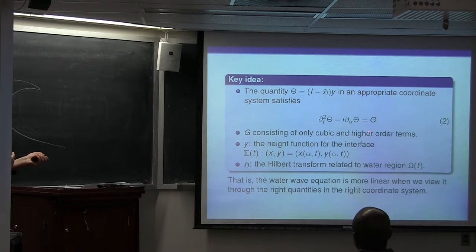We only care about small waves, right? If the wave is small, this is cubic, so it depends cubically on the solution. If the solution is of size epsilon, then g will be of size epsilon cubed. So in particular, the nonlinearity contains no quadratic term. A quadratic nonlinearity would have size epsilon squared, which is bigger, right? So this means the nonlinearity is smaller than we would have thought in a typical nonlinear equation. The water wave equation is more linear than we view it when we look at it through the right quantities in the right coordinate system. That's why we can solve for so long.